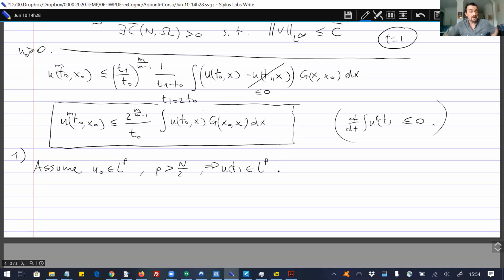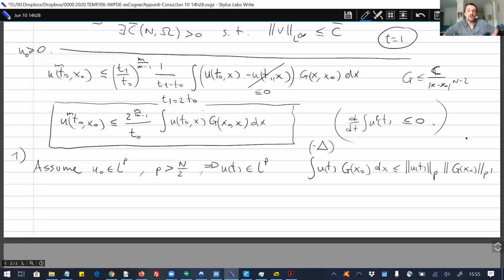And then we observe that you can use Hölder. So u of t times the Green function, I'm doing the case of the Laplacian. So we take the Green function as the Green function of the minus Laplacian. So you have u of t, G of x, x0, I don't write the x variable, you use Hölder. So this is less or equal than the norm of u(t) in L^p times the norm of G(x0) in L^p'. Okay, and here, since we know that G is less or equal than a constant divided by |x - x0|^(n-2), we also know that you can choose any p' less than n/(n-2), from which this condition is required. So this is finite. Okay, under this assumption, this is finite.